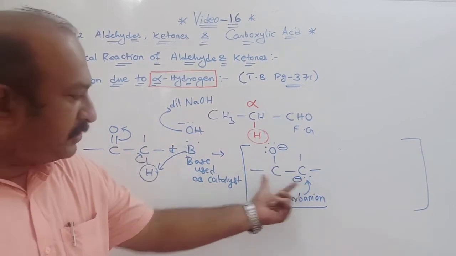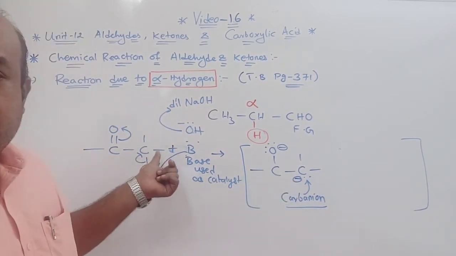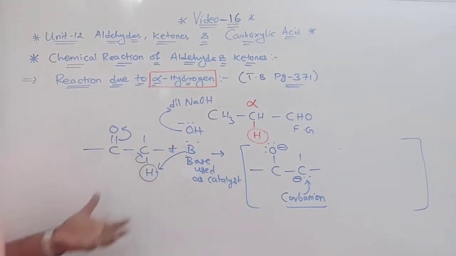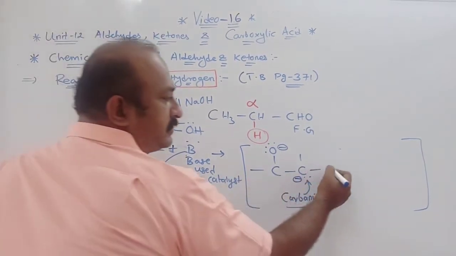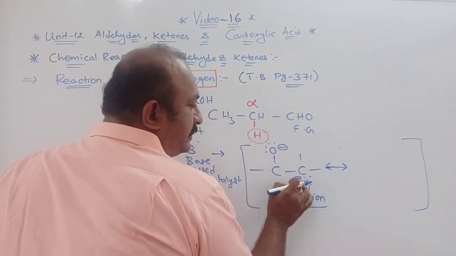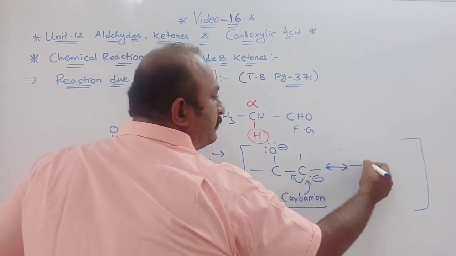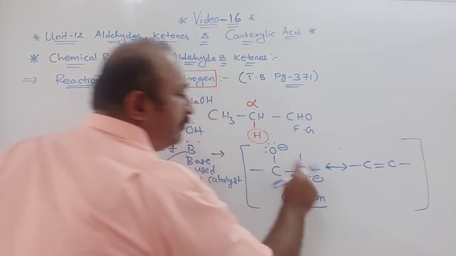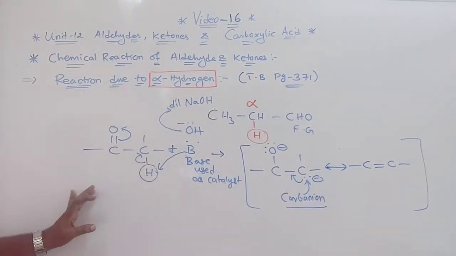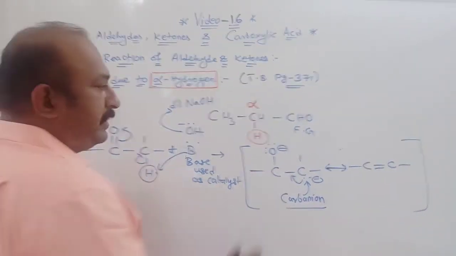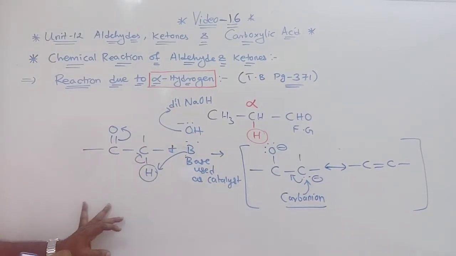You can see the electron pair is taken by this oxygen. Afterward, if I write the resonance structure, this electron pair will be given at this position. So between these two carbons, there will be a formation of a double bond.